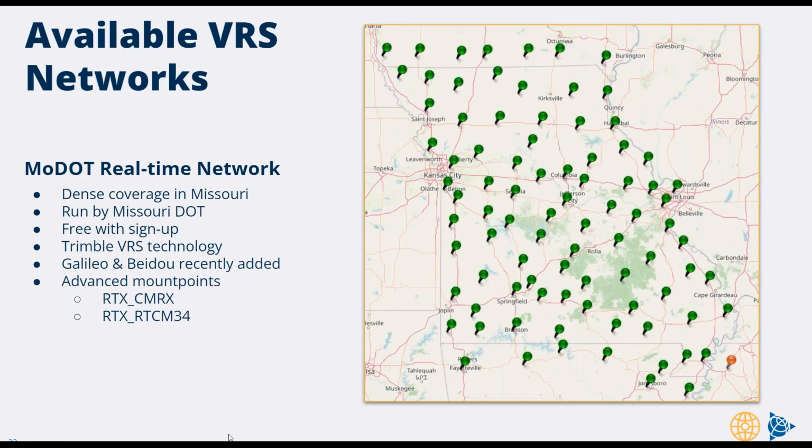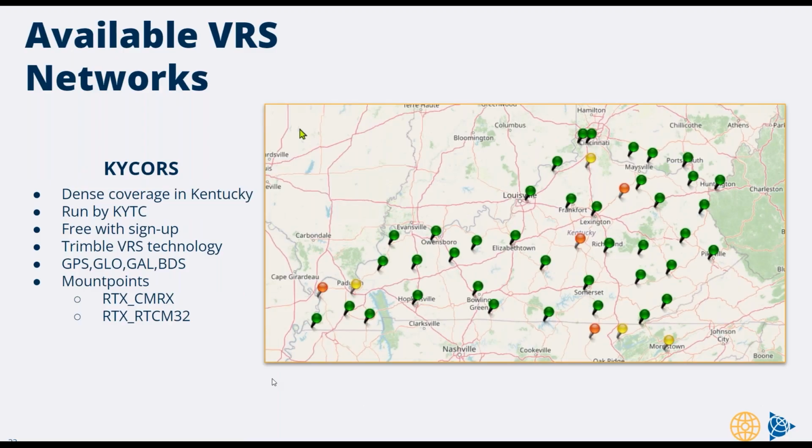Missouri does have a dense network. It is run by the Missouri DOT. It's a Trimble network, but it uses the same technology as the Trimble VRS Now networks. It is a free network with sign up, and Galileo and Beidou were recently added in the spring. So if you're not seeing those satellites, make sure you are on the advanced mount points that you see, the RTX CMRX mount points and the RTCM 3.4 mount points. But very reliable network, much like, I believe, the Wisconsin. Oh, sorry, the Kentucky network is next.